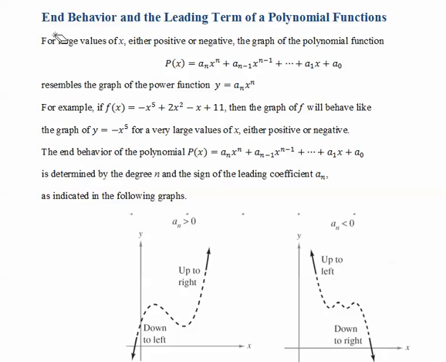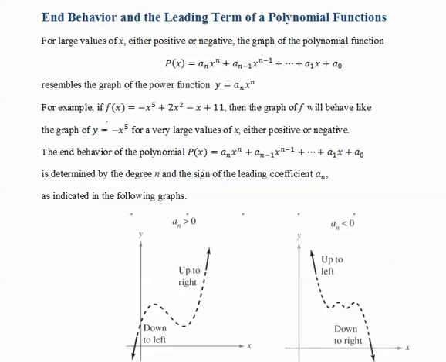Hello, in this video we're going to learn the end behavior and leading term of a polynomial function. For a large value of x, either positive or negative, the graph of the polynomial function p of x equals a_n x^n + a_(n-1) x^(n-1) and so on all the way to a_0 resembles the graph of the power function y equals a_n x^n.